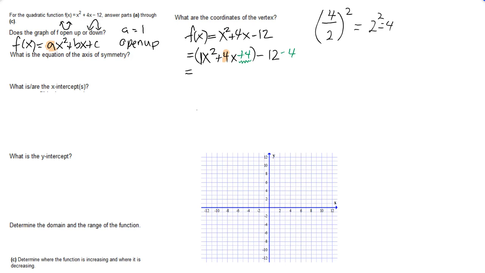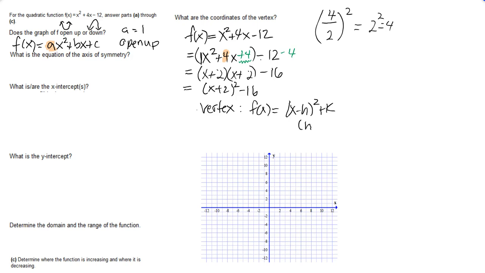So now inside the parentheses, we have a quadratic expression that will factor to x and x, 2 and 2, a plus and a plus. We can combine those terms of minus 12 and minus 4 to become minus 16. And then we have x plus 2 squared minus 16. So we've taken that quadratic function in general form and now written it in vertex form. The vertex form looks like this: f of x equals x minus h squared plus k, where (h, k) is the vertex. So based on that, we can see what our h and k are. Our vertex is (-2, -16).